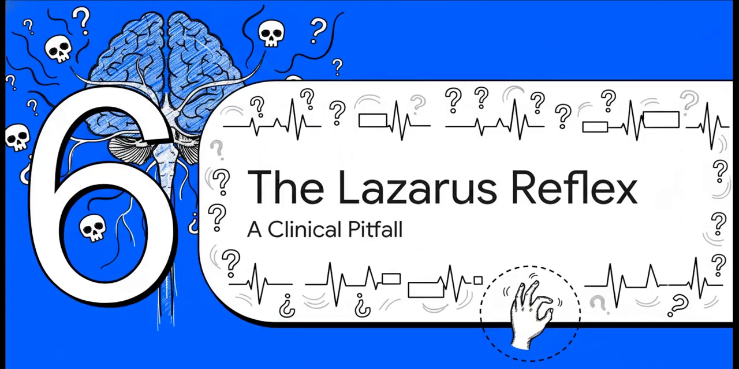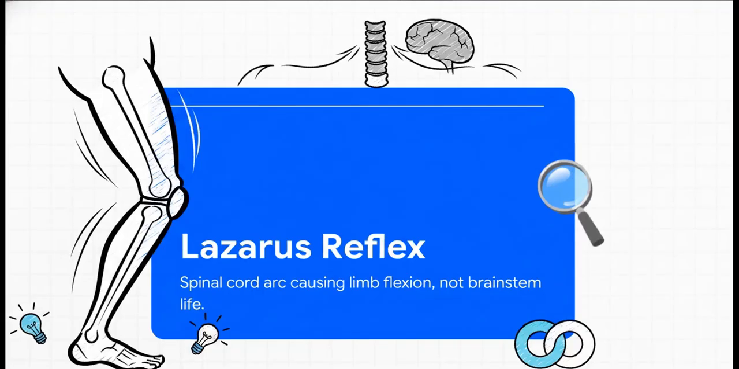And that brings us to our final section, Section 6, the Lazarus reflex, a vital clinical pitfall. Imagine this. During your examination, you touch the patient's leg, and suddenly you see the limb spontaneously pull upward in a triple flexion movement at the hip, knee, and ankle. This is the Lazarus reflex, and it can be terrifying for families.